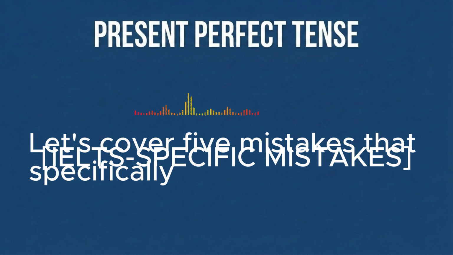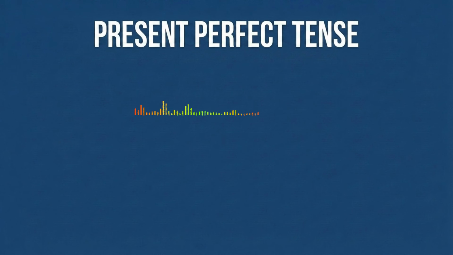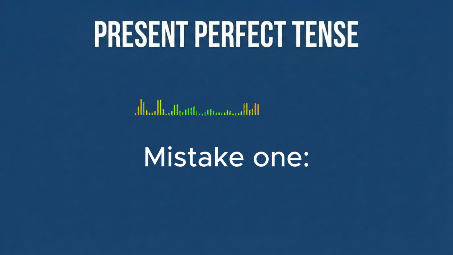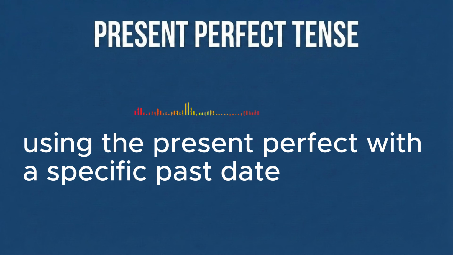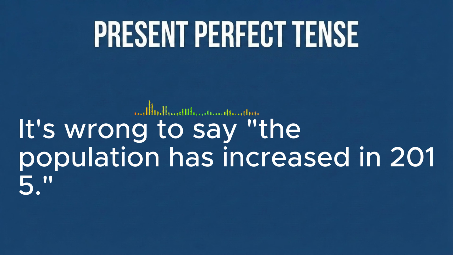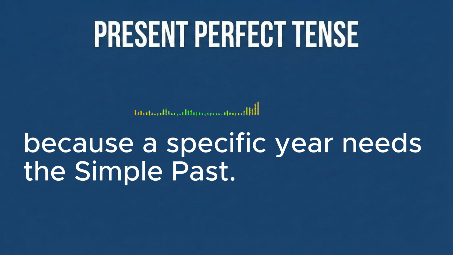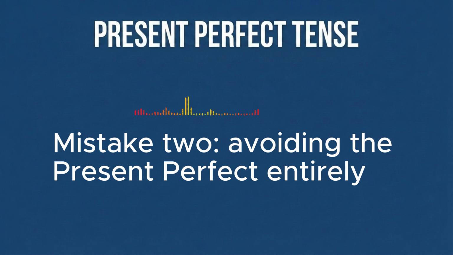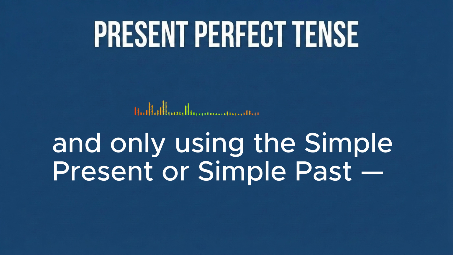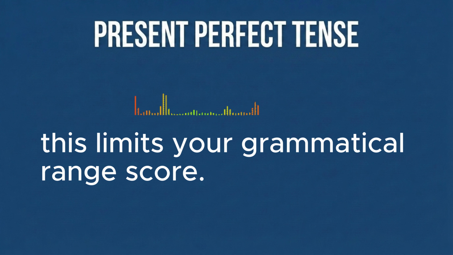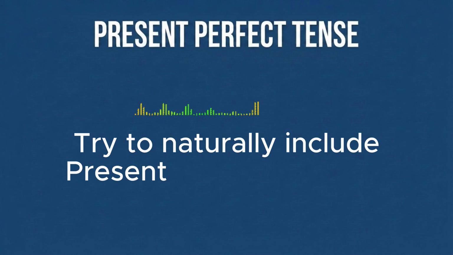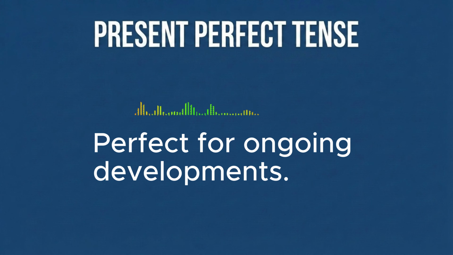Let's cover 5 mistakes that specifically lower your IELTS band score. Mistake 1. Using the present perfect with a specific past date in task 1. It's wrong to say the population has increased in 2015. The correct form is the population increased in 2015 because a specific year needs the simple past. Mistake 2. Avoiding the present perfect entirely and only using the simple present or simple past. This limits your grammatical range score. Try to naturally include present perfect for ongoing developments.